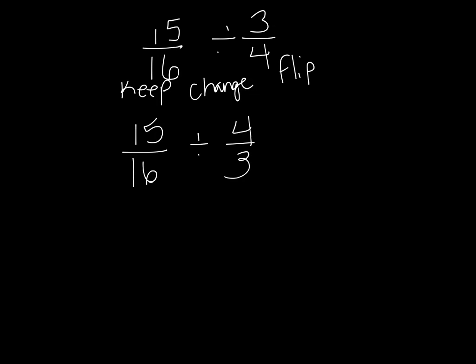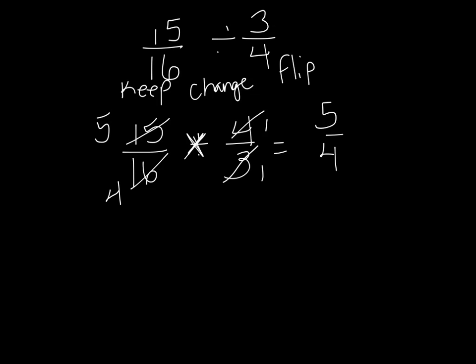Now, I like this problem. Whoops, I didn't change my sign. That should be multiplication. There we go. I like this problem because I can simplify both sets of numerators and denominators before I multiply. 4 and 16 share 4, so 4 goes into 4 one time, and it goes into 16 4 times. And 3 and 15 share 3, so 3 goes into 3 one time, and it goes into 15 5 times. So now I have 5 times 1, which is 5, and 4 times 1, which is 4.